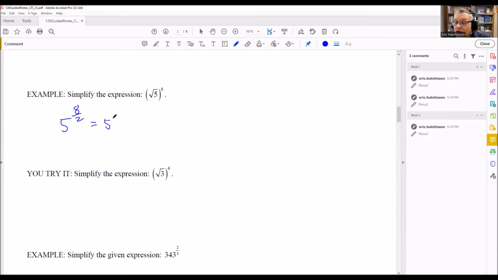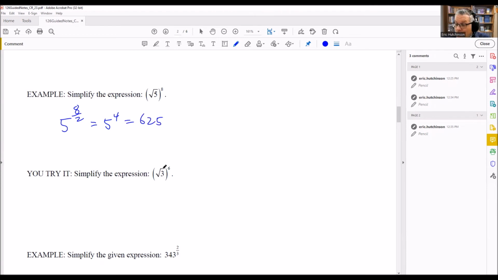So then that's going to leave us with 5 to the fourth power. But we can still simplify this. We can multiply 5 4 times. And if we do that, we get 625. And that would be your answer for that one.